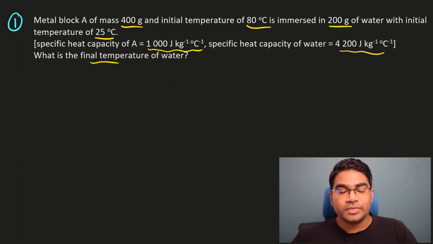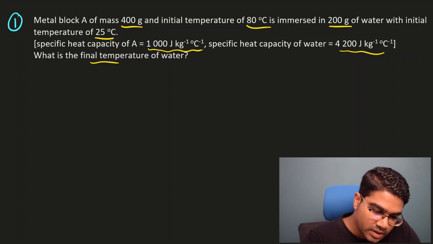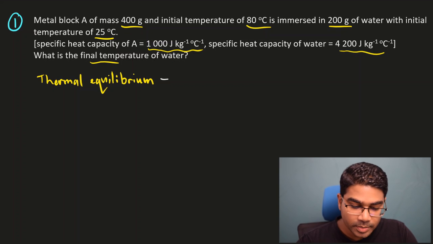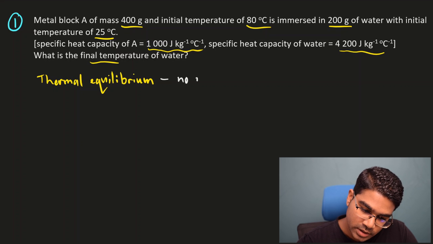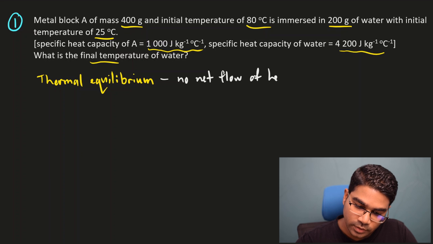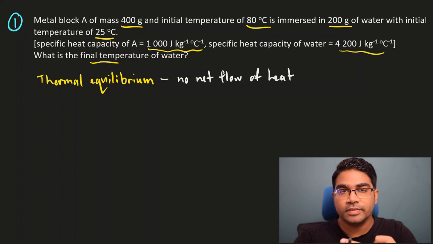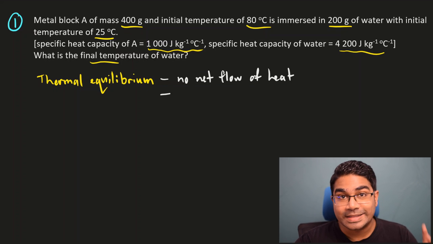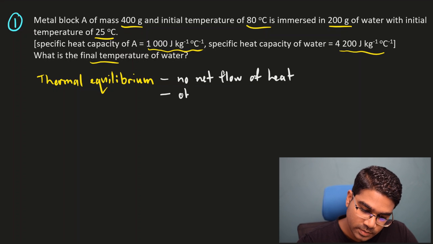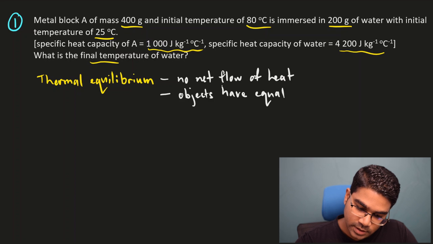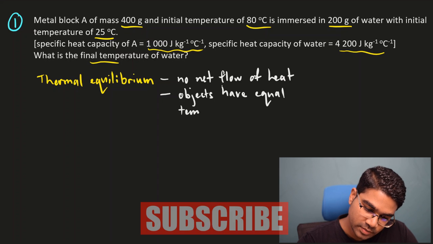So here, first we are assuming after thermal equilibrium has been reached. So let's just review what thermal equilibrium is. Two things happen at thermal equilibrium. There is no net flow of heat. Not that there is no flow of heat. Heat still flows between the two objects, but they flow at the same rate. Therefore, there is no net flow of heat. And the second thing is that objects will have equal temperature. Objects have the same temperature. This is when thermal equilibrium has been reached.